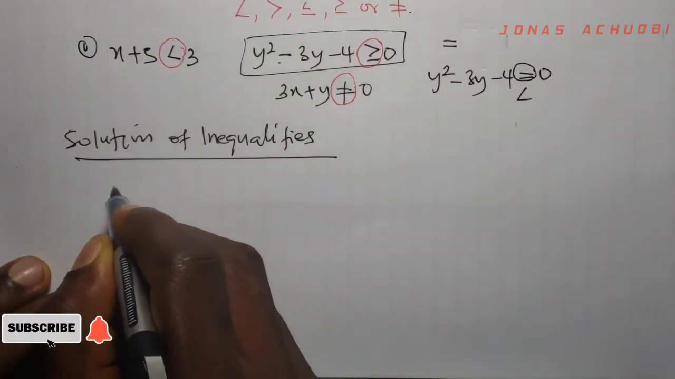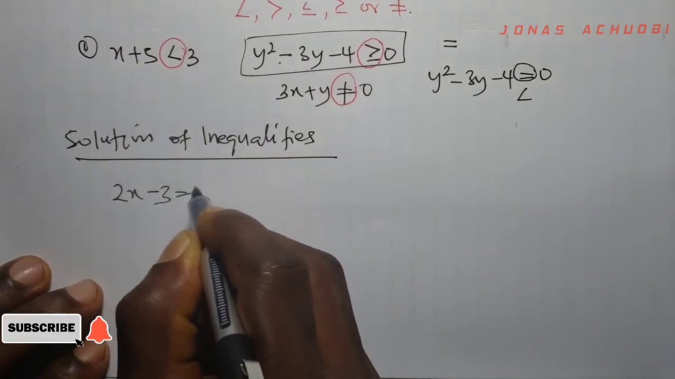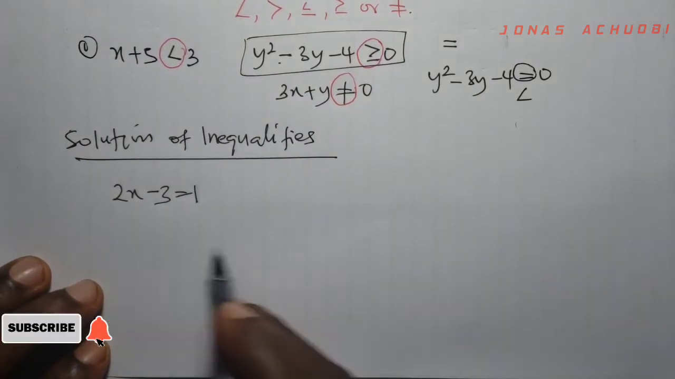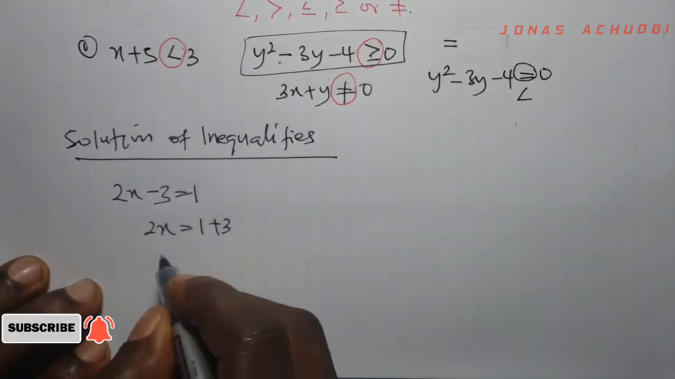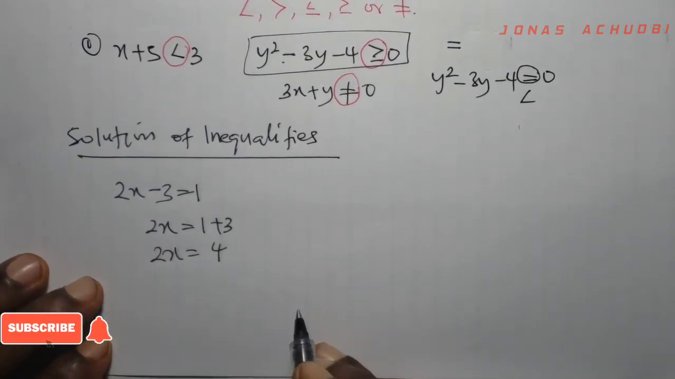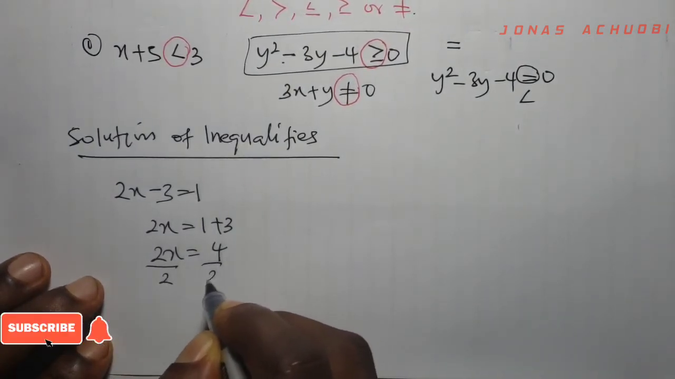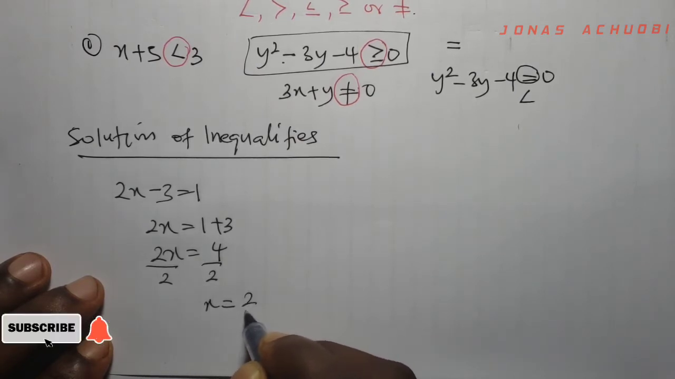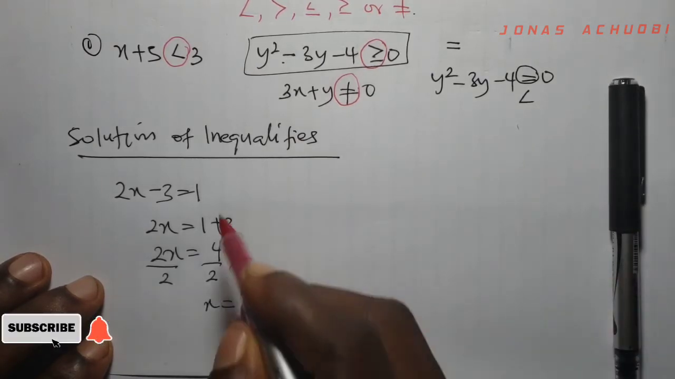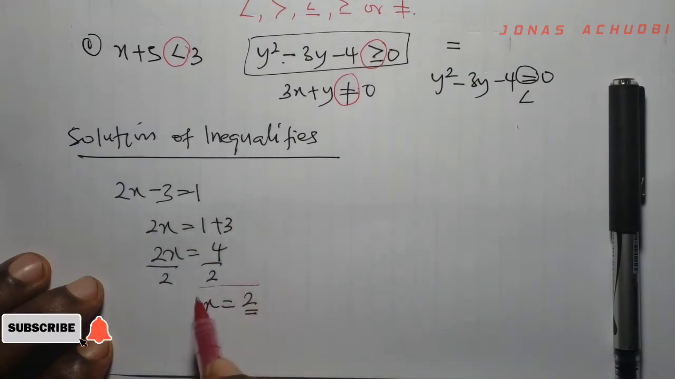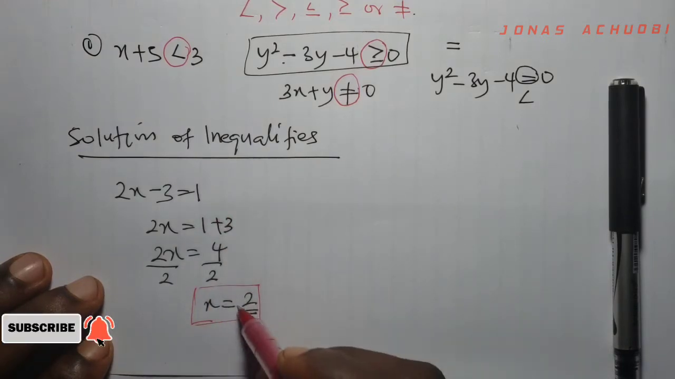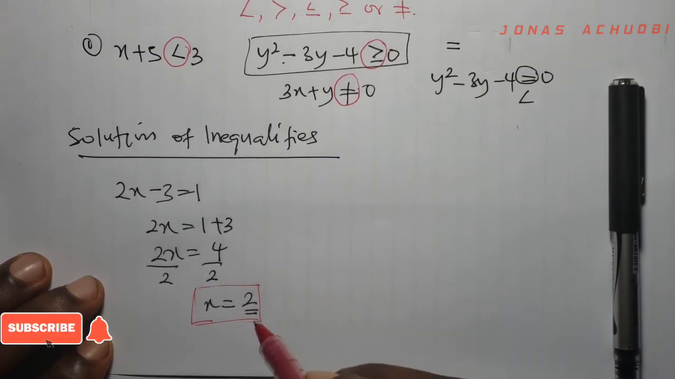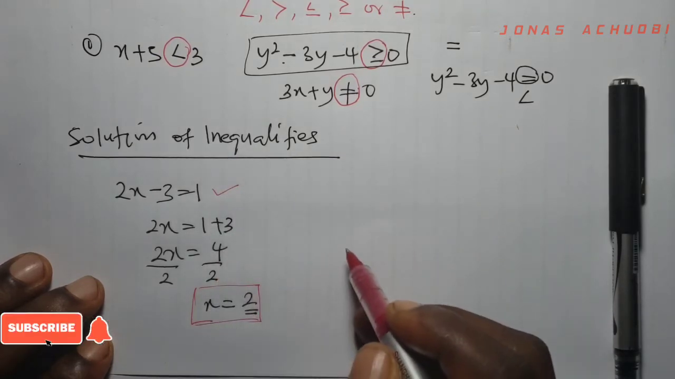If we are given the equation 2x minus 3 equal to 1, say to solve, we will now say that 2x is equal to 1 plus 3. We'll now say that 2x is equal to 4. So when we divide both sides by 2, we have that x is equal to 2. Now, since this is a linear equation, it would mean that x equal to 2 is the only solution to the linear equation. X equal to 2 is not just the only solution, it is a unique solution in the sense that there is no other solution to the linear equation we have just solved.